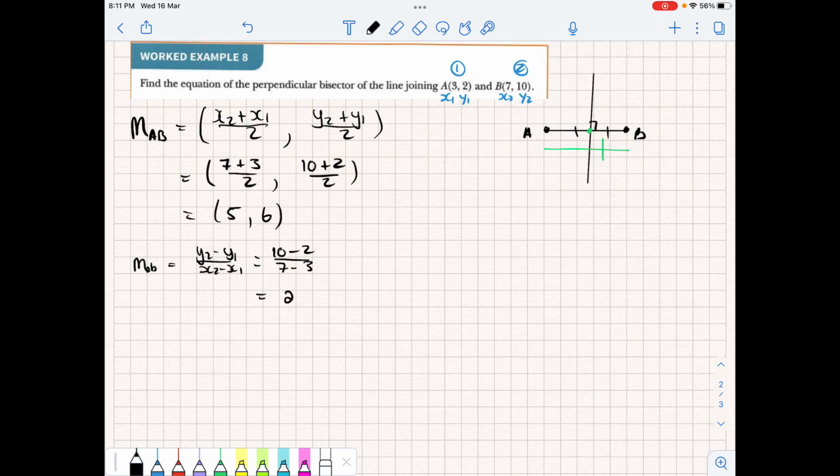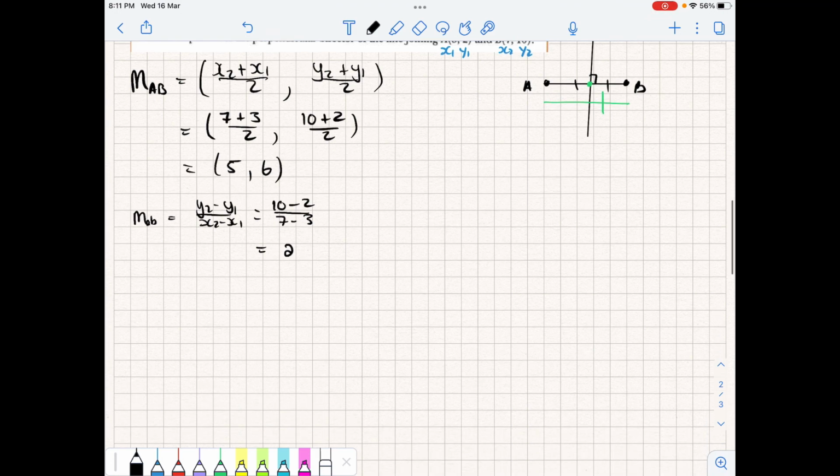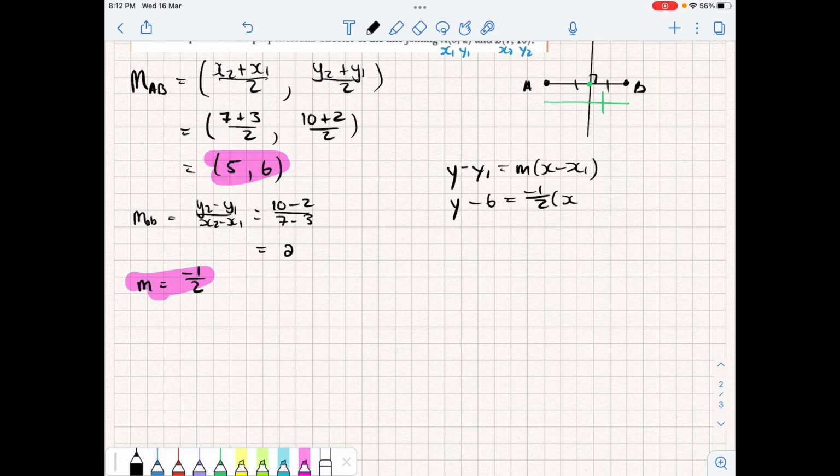Now I want the gradient of the perpendicular bisector. So I know that if I take the negative reciprocal, right? In other words, the gradient of the new line times this gradient should get negative 1. So the gradient of the line I'm interested in is going to be minus 1 over 2. Right, now from here, I have the gradient and I have a point, and so I can go straight into finding the equation. So using y minus y1 equal to m(x minus x1), I'll just substitute in the gradient and the point. So y minus 6 is equal to minus 1 over 2 (x minus 5).